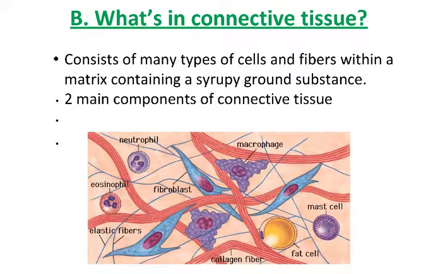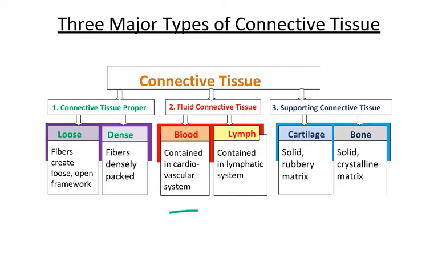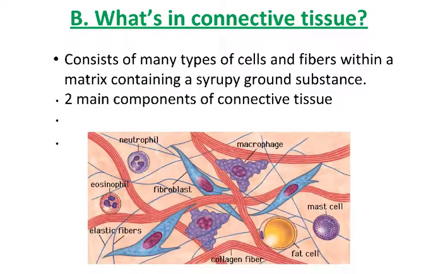So, B, what's in connective tissues? What universally forms the structure of all those tissues: connective tissue proper, fluid connective tissue, and supportive connective tissue? What do they all share in common? Well, the thing that makes a connective tissue is the fact that it consists of cells and a matrix. And that matrix has ground substance and fibers. So it consists of many cell types and fibers within a matrix containing a syrupy ground substance.